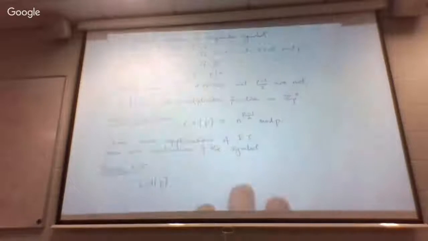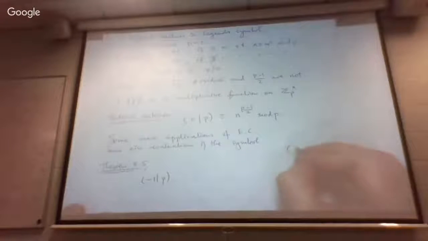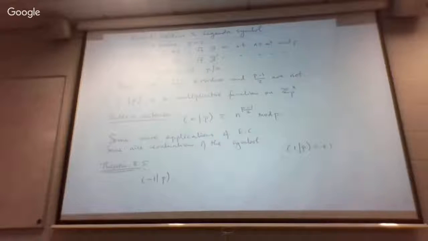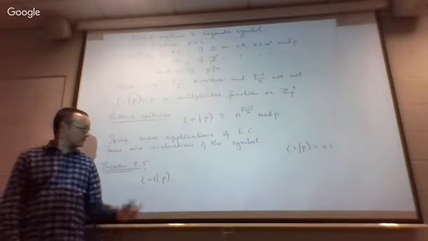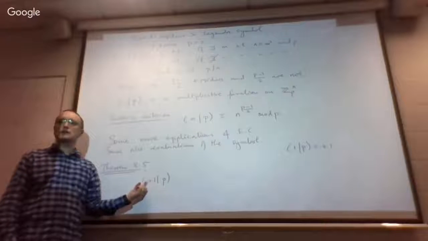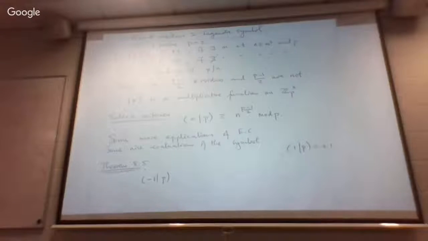And we're going to be evaluating (-1/p). Obviously, (1/p) always evaluates to plus 1 because 1 is always the square of 1. So 1 is always a quadratic residue. But the question is, what about minus 1? Or if you like, p minus 1. Minus 1 is congruent to p minus 1. So what's this equal to?